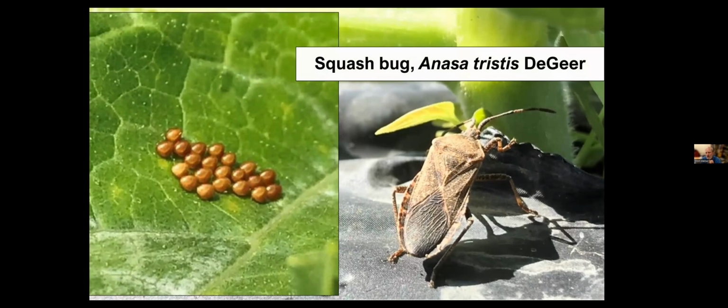I'm going to switch gears a little bit and look at a different squash pest, which I just mentioned, the squash bug, Anasa tristis. And here's an egg mass. And here's an adult squash bug on black plastic, which a lot of growers use to heat up the soil and grow good squash. The problem is the squash bugs love to hide in the holes in the black plastic, and they do quite well.